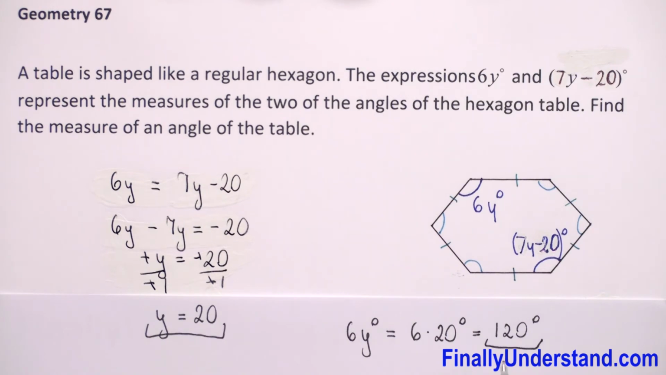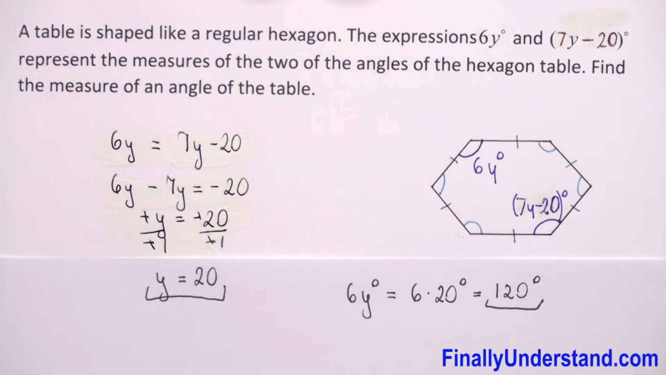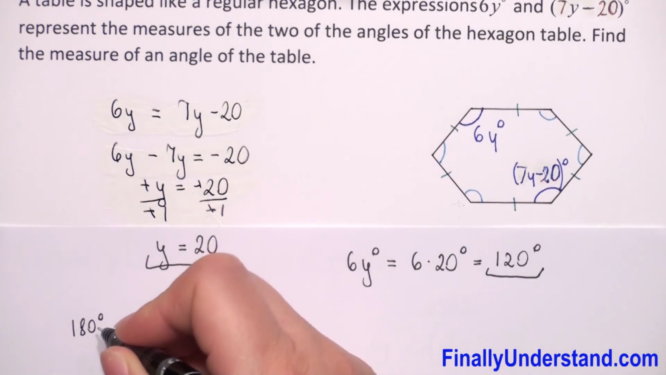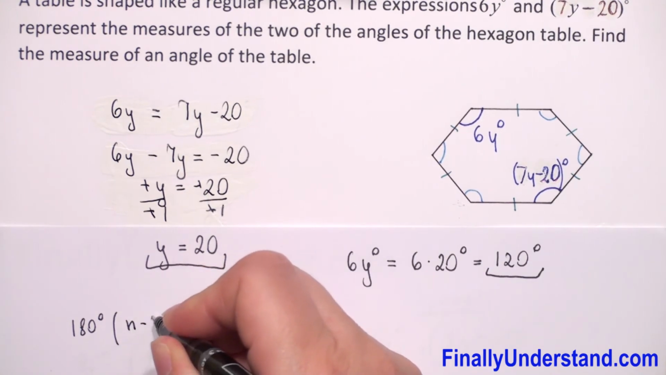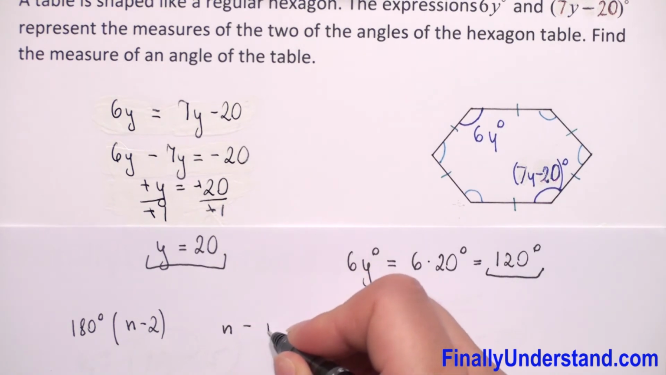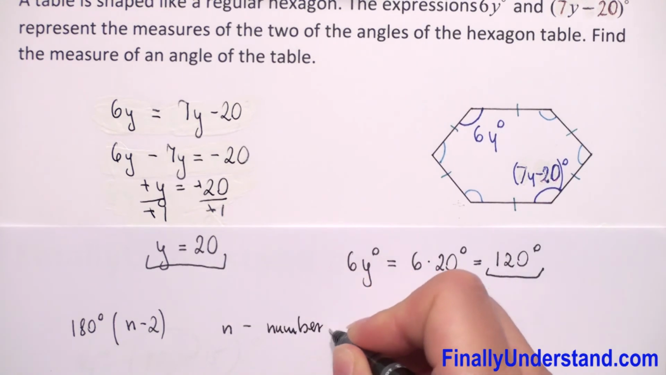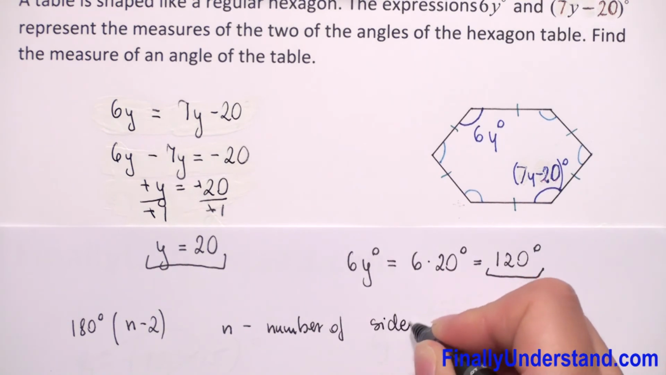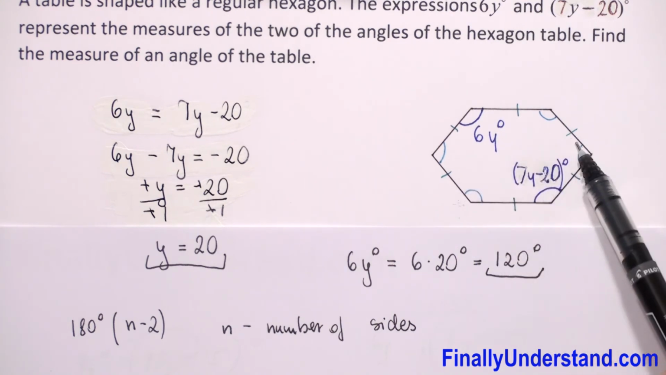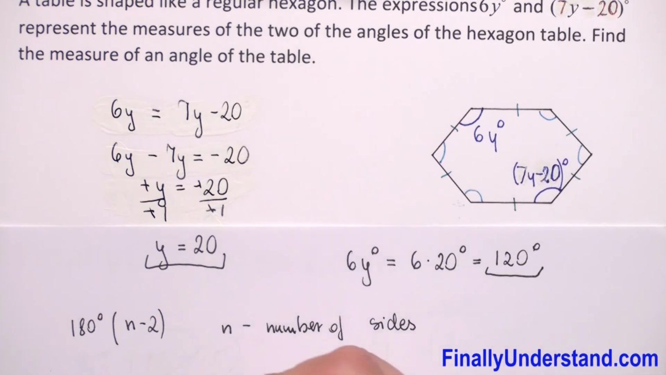It is 120 degrees. We have a formula that the sum of the measures of the angles of a regular polygon is 180 degrees times n minus 2, where n is the number of sides. In this example, we have a regular hexagon, so we have 6 sides. So n is equal to 6.